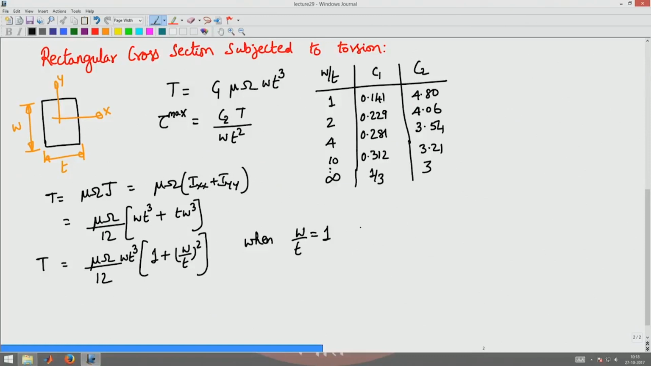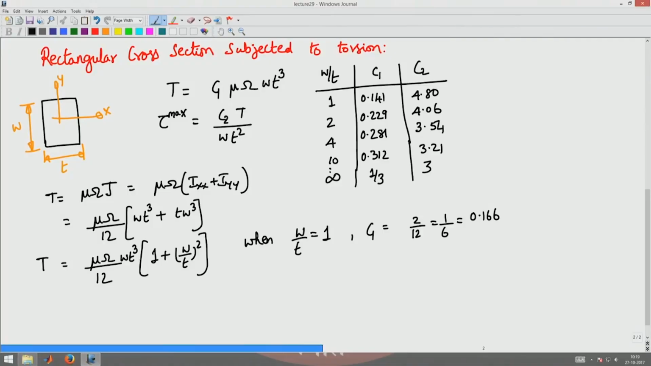From this expression you will get C1 as 2 by 12, which is 1 by 6, which is 0.166. Okay. The value is lesser than that because it warps. The value of C1 is lesser than that because it is warping. Usually warping will reduce the torque for a given angle of twist. So, that is what we are observing here.